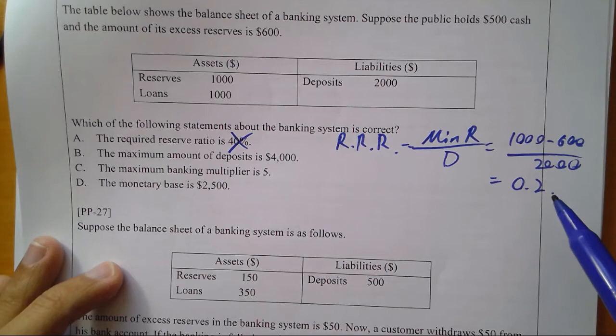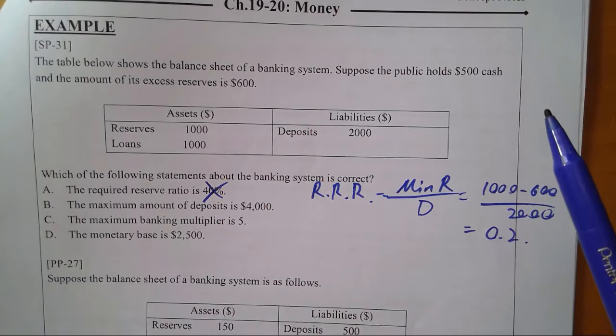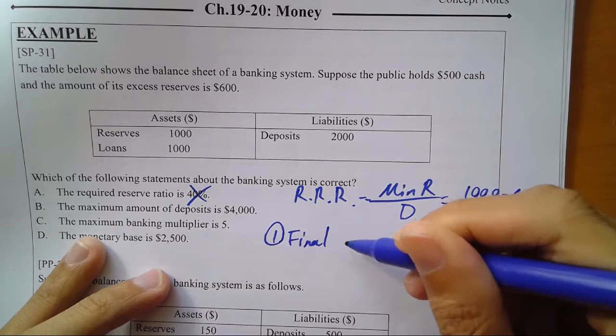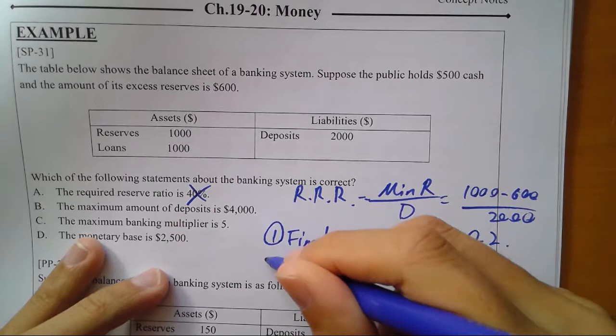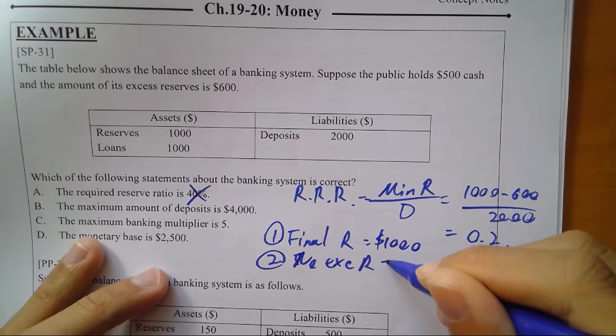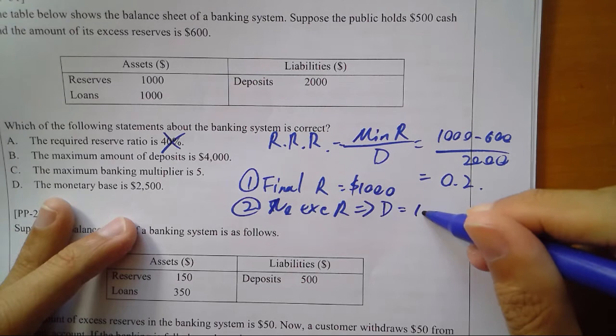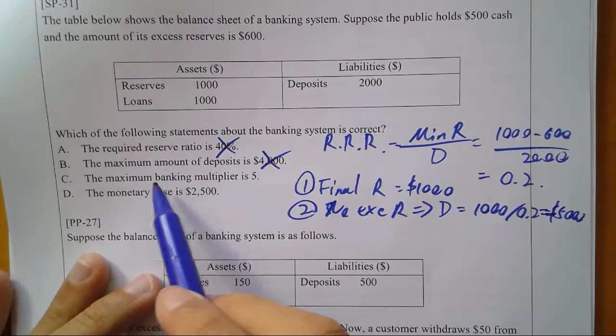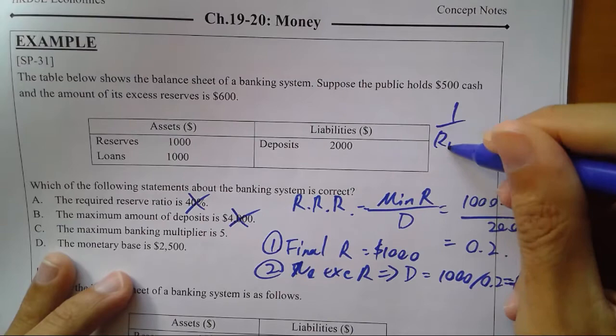We know this is 0.2. Now, therefore, we do not have any injection or withdrawal, right? Therefore, our final reserve should be 1,000. Therefore, no excess reserve. That would give us final deposit equals 1,000 divided by 0.2, 5,000. Unfortunately, this is also not correct. Maximum banking multiplier, remember, is 1 divided by RRR, 5. Yes, C is the answer.